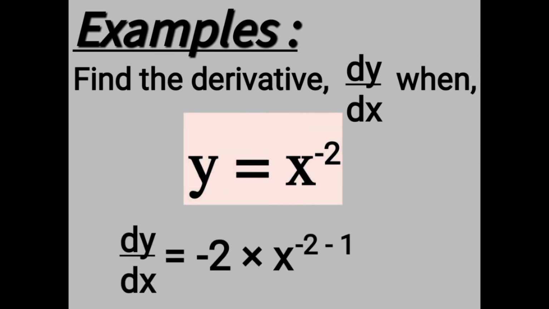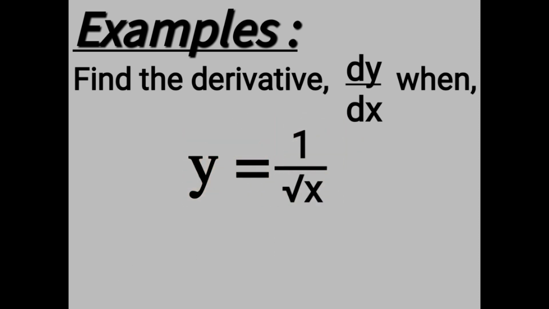Now, y equals x to the power minus 2. Then, dy over dx equals minus 2 times x to the power minus 2 minus 1, equals minus 2 times x to the power minus 3, equals minus 2x to the power minus 3. So we multiplied by the power minus 2 and then subtracted 1 from that power. Now y equals 1 over the square root of x.